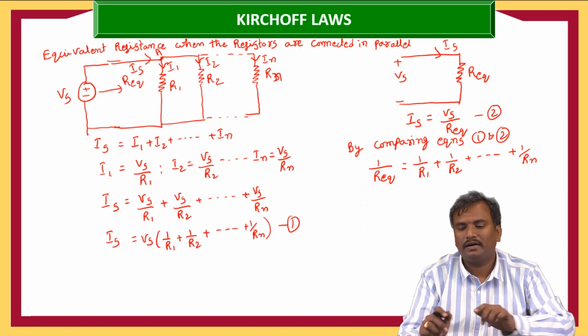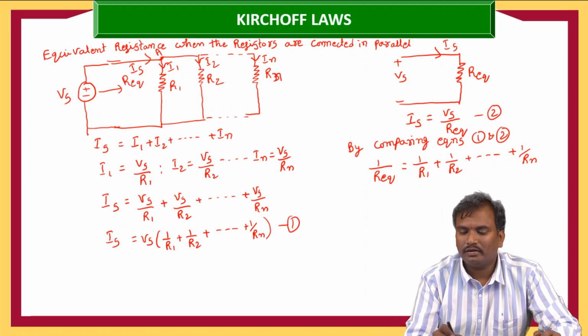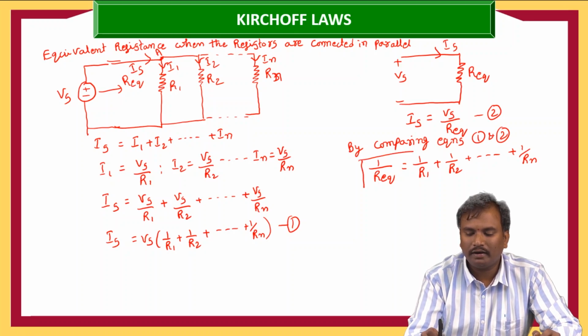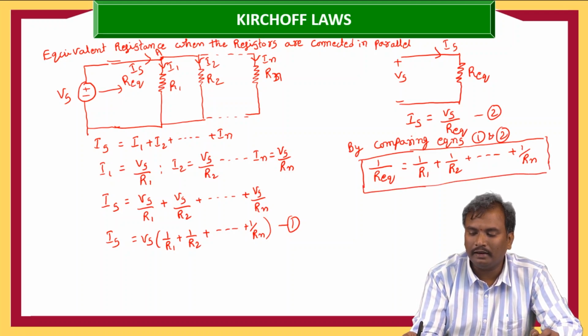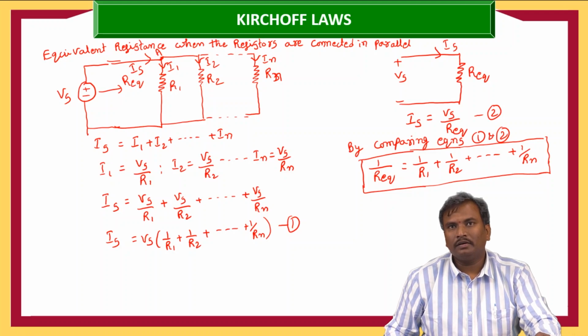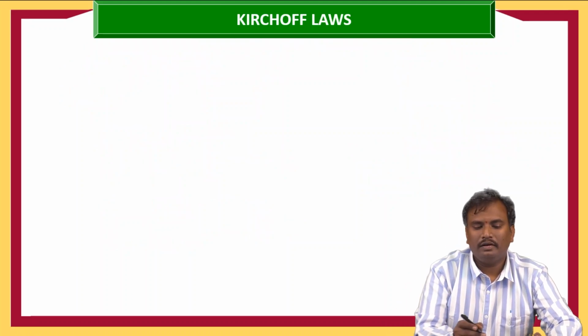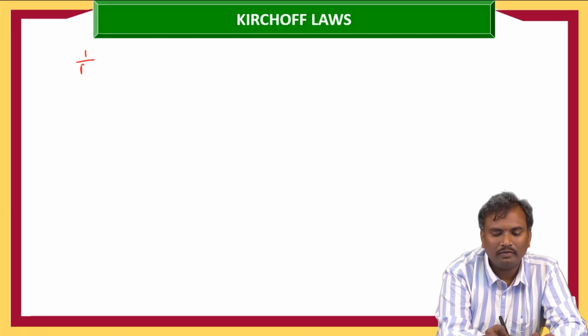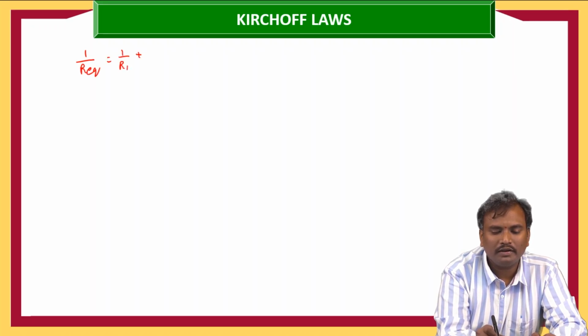This is the formula for calculating the equivalent resistance when n resistors are connected in parallel. 1 by R equivalent is equal to 1 by R1 plus 1 by R2, and so on 1 by Rn.